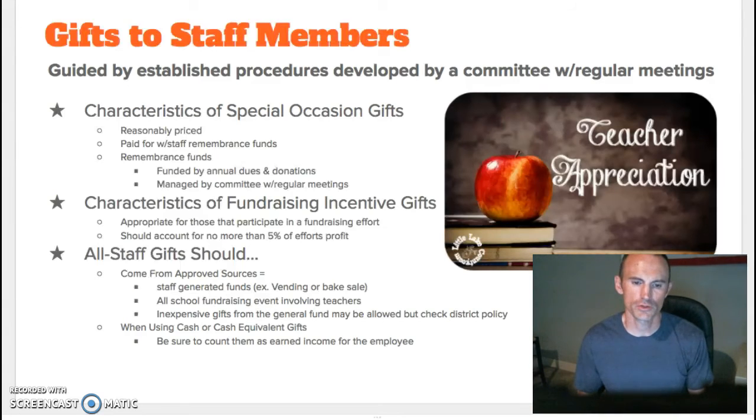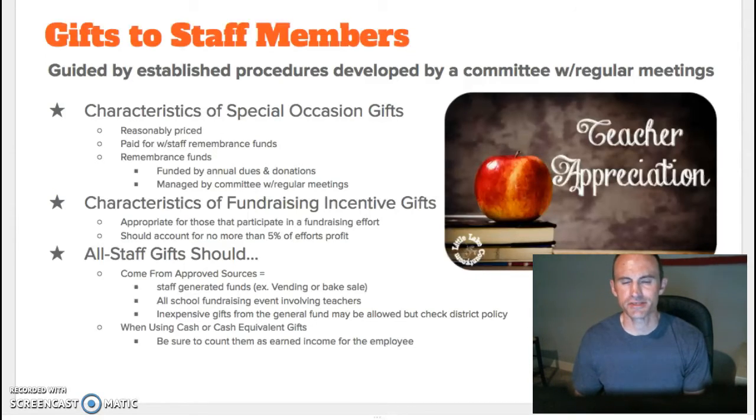For special occasion gifts, they should be reasonably priced. They should be paid for with staff remembrance funds. And remembrance funds, if you're not sure, are funded by annual dues and donations from the staff. So again, we're using funds from a group to reward a group, which is an important theme that's carried throughout this entire course. These remembrance funds should be managed by a committee, again with regular meetings, made up of the individuals who will be rewarded, ideally. You never want to have a single individual making decisions about what kind of gifts to give or what to purchase. That's important to remember.